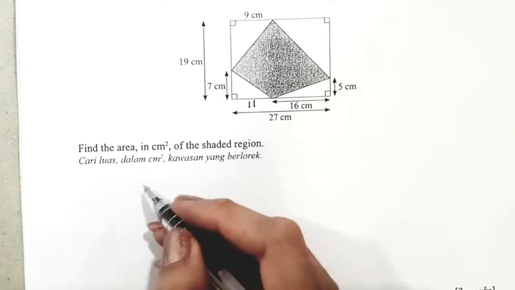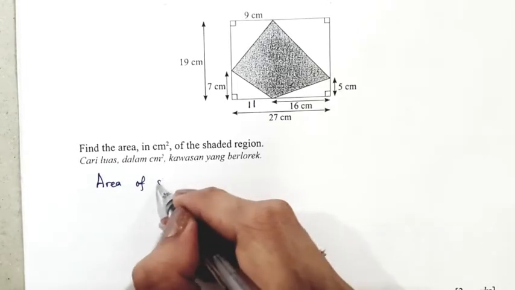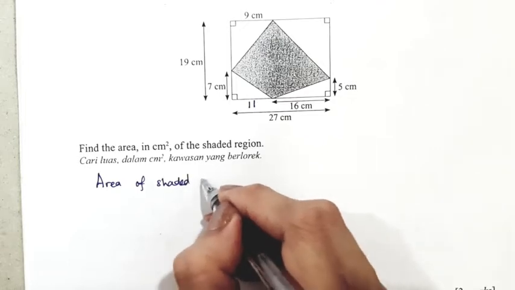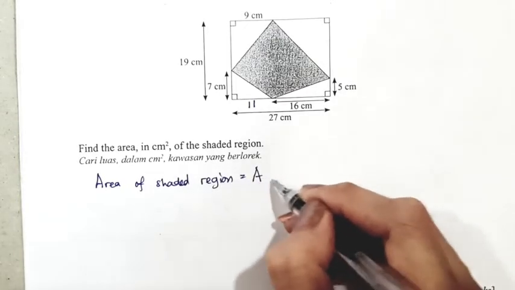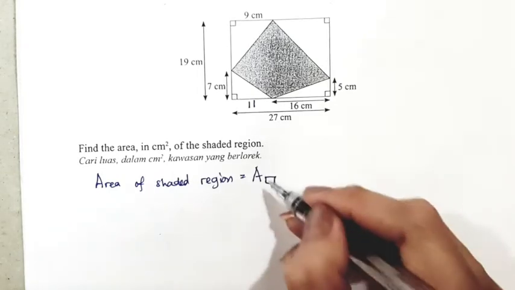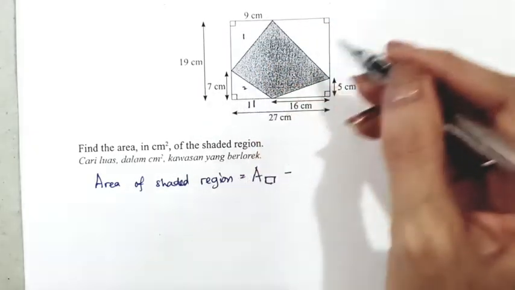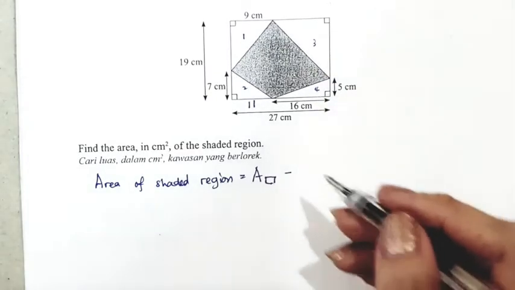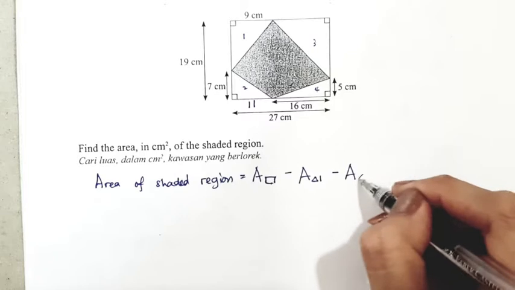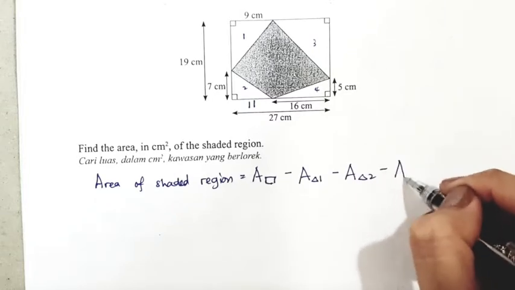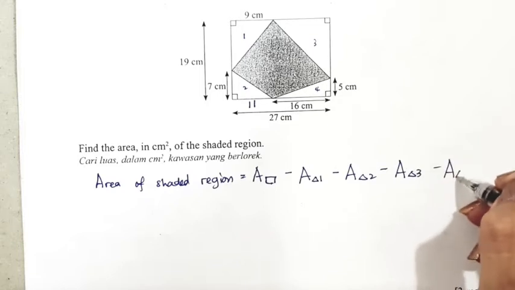So let's find the area of the shaded region, which equals the area of the rectangle, minus, let's call them 1, 2, 3, 4, minus the area of triangle number 1, triangle number 2, triangle number 3, and triangle number 4.